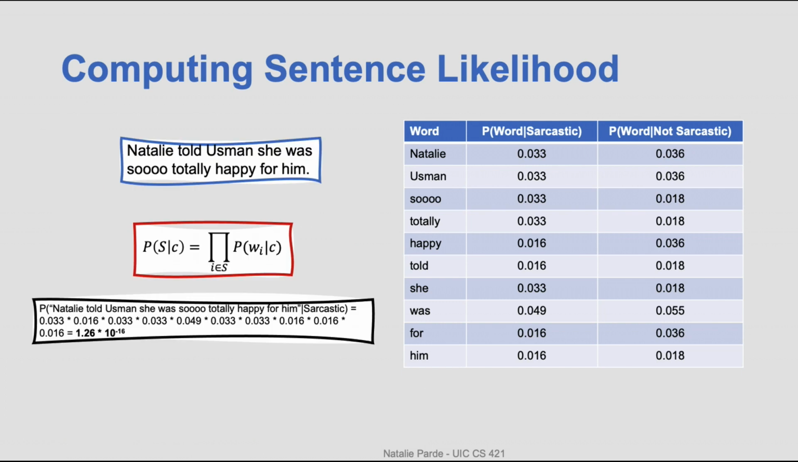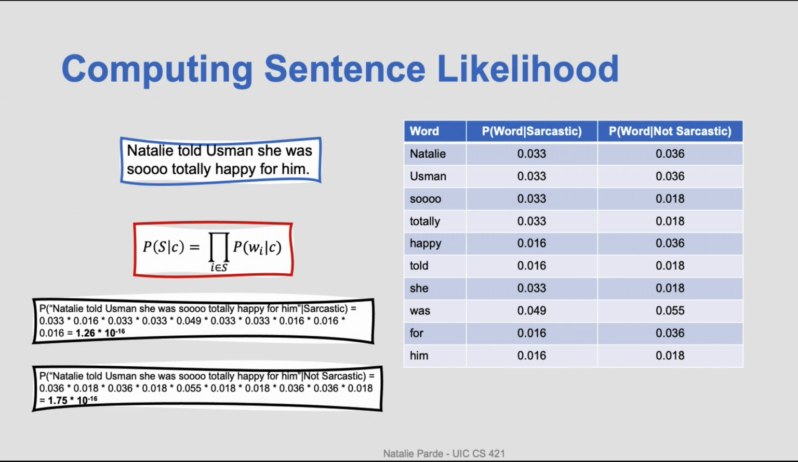So for the sarcastic class, we'll multiply 0.033 times 0.016 times 0.033 times 0.033 times 0.049 times 0.033 times 0.033 times 0.016 times 0.016 times 0.016 for a product of 1.26 times 10 to the negative 16th power. For the non-sarcastic class, we'll multiply those likelihoods in a similar fashion for a product of 1.75 times 10 to the negative 16th power.